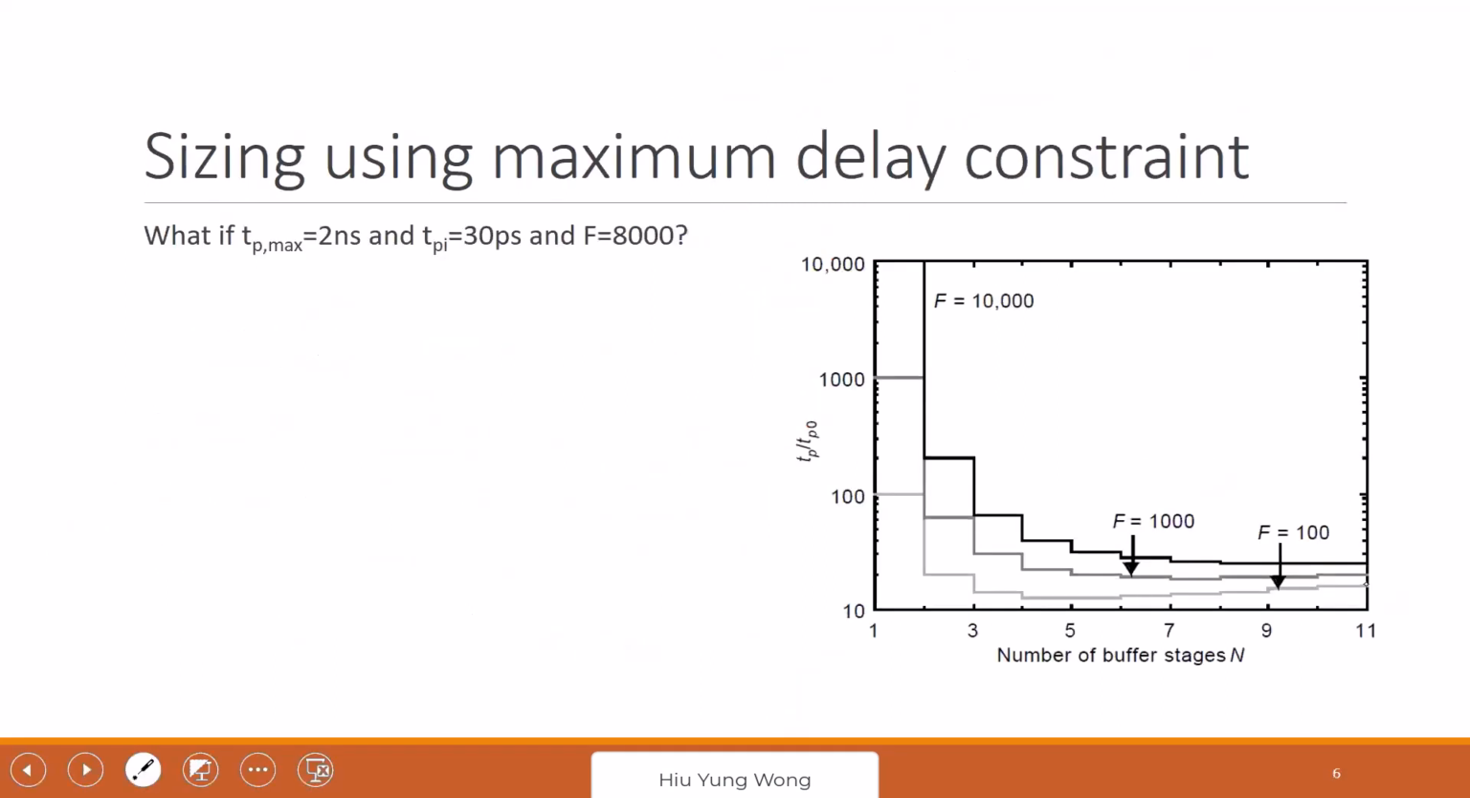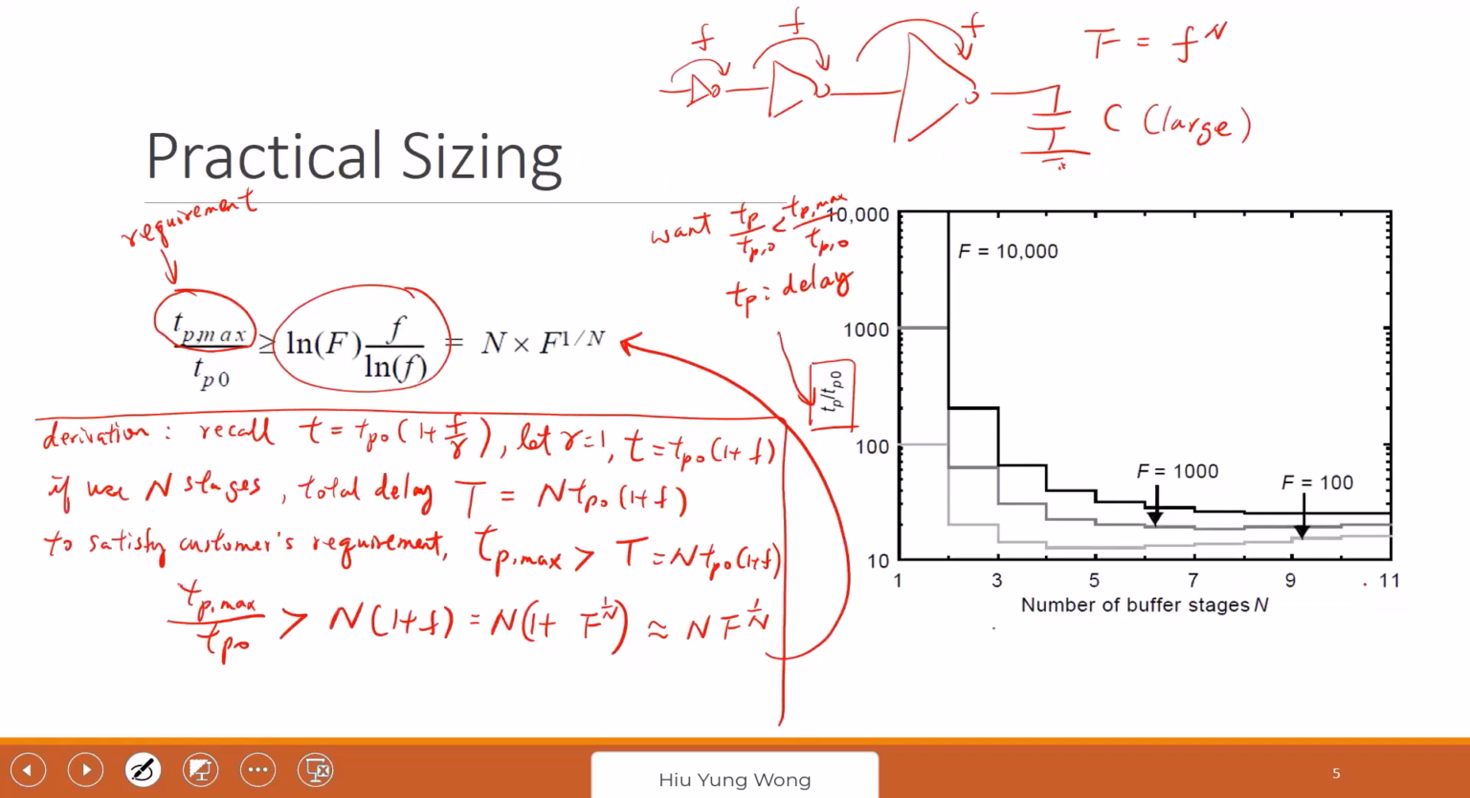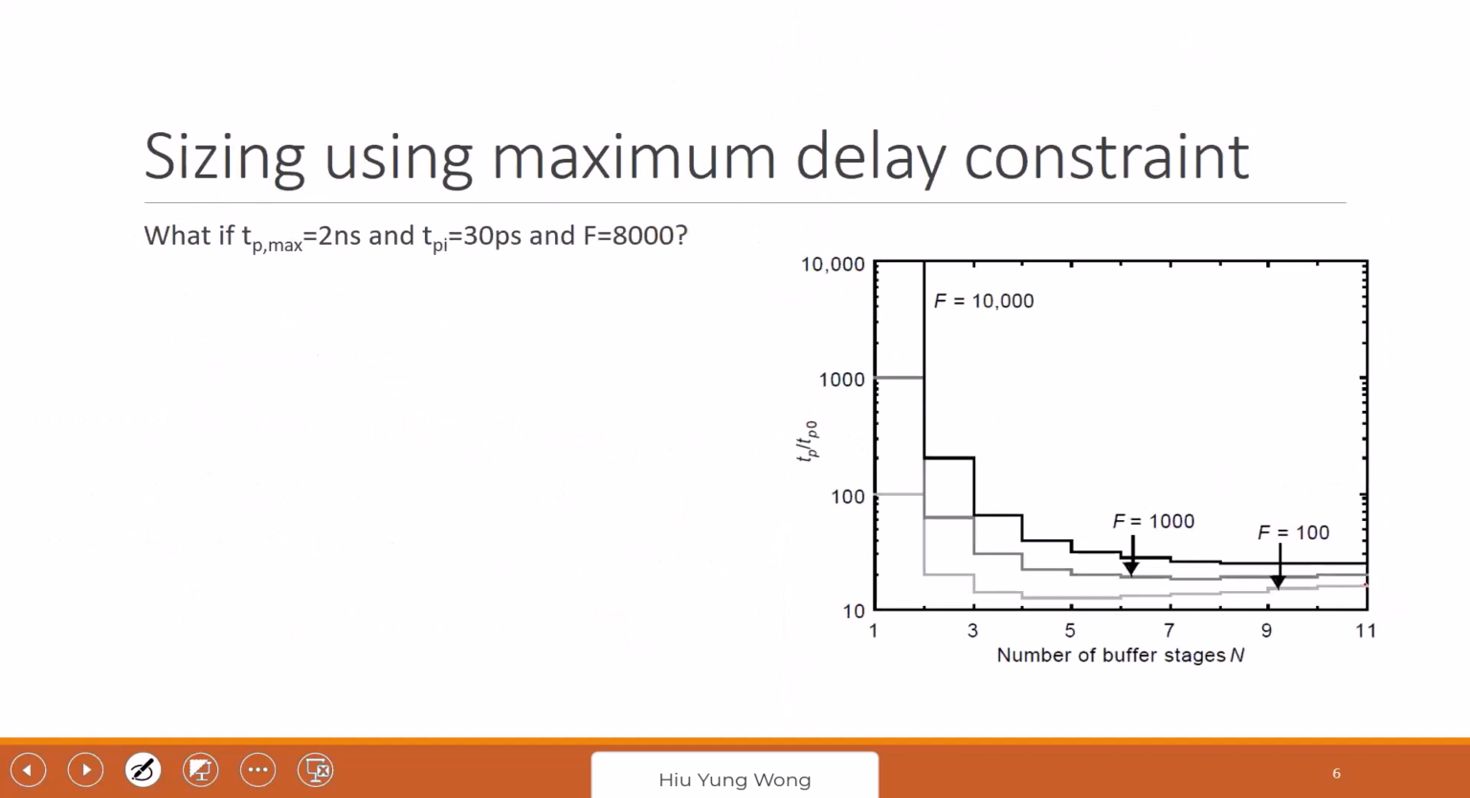Maybe this is confusing. The best way is to try to use it, right? We don't use this equation. You can use this equation, but now we use this graph. If the TP max is 2 nanoseconds, what does it mean? The customer wants the signal to be less than 2 nanoseconds. You need to drive the signal in 2 nanoseconds.